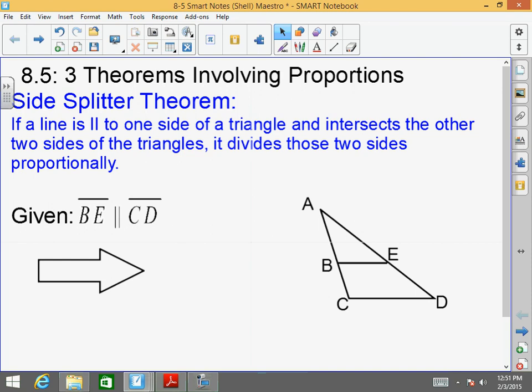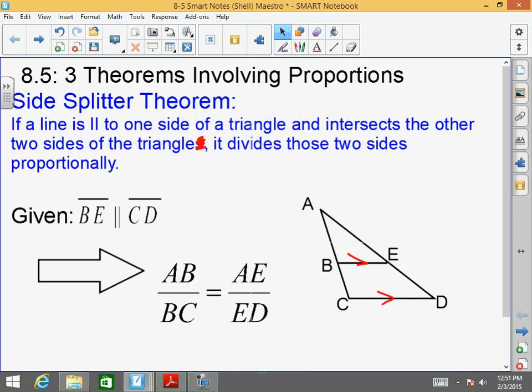Heed my warning there. So again, if a line is parallel to one side of a triangle and intersects the other two sides of the triangle, it divides those two sides proportionally. So if I give you that BE is parallel to CD, then for sure I know that AB to BC will be proportional to AE to ED.